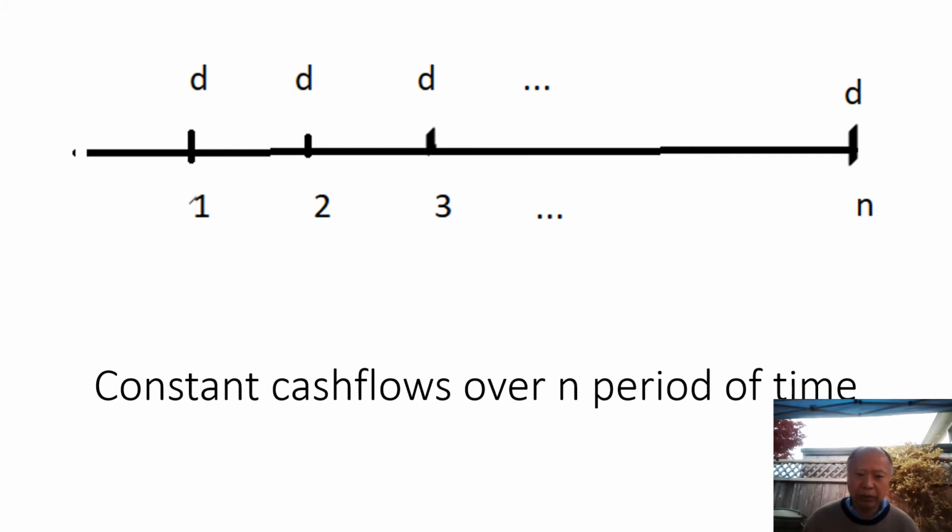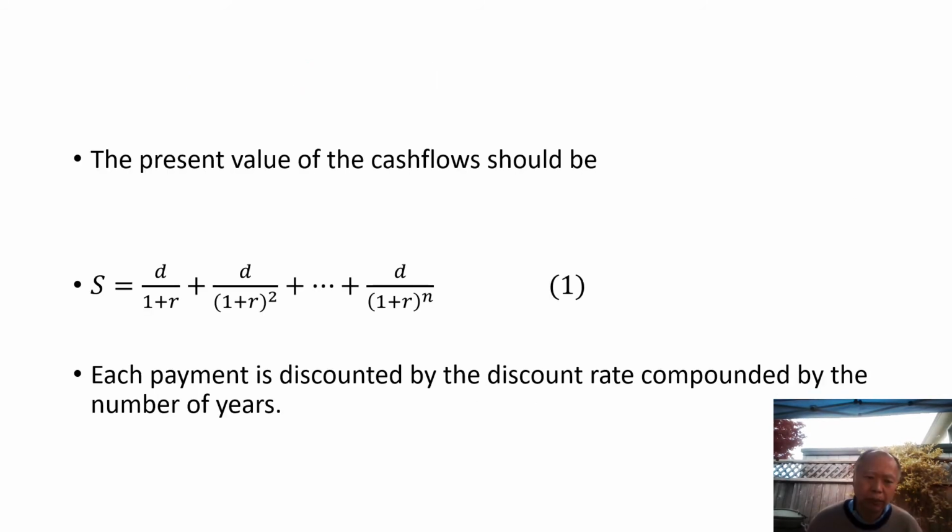This is a graph of constant cash flows over n period of time. At the end of each time period, the amount of payment is D. The present value of the cash flows should be represented by Formula 1. Each payment is discounted by the discount rate, compounded by the number of years.